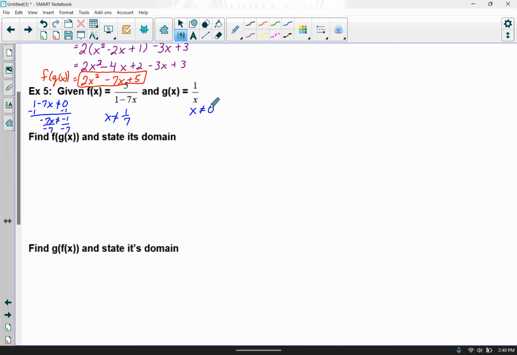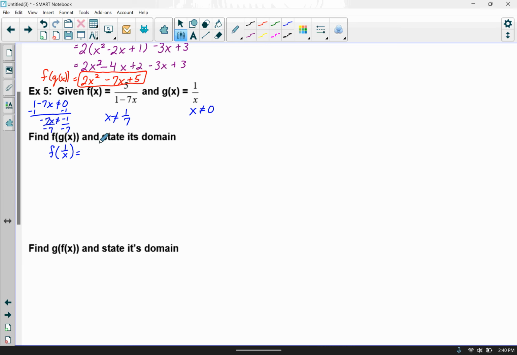Alright, so let's come down then and let's do the first part here. In the first part, I want to find f of g of x. So I'm going to work from the inside out. My g of x is 1 over x. So now this says go to my f function. Everywhere I see an x, I'm going to plug in 1 over x.